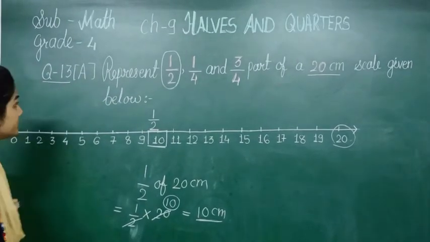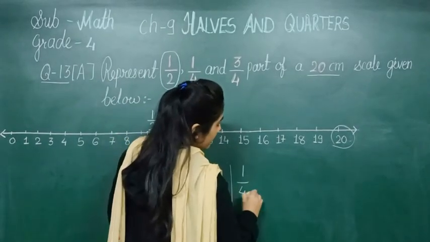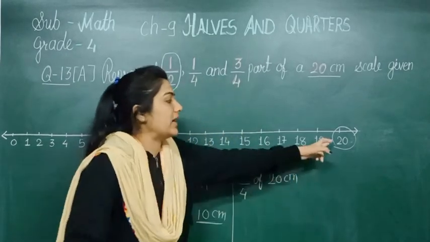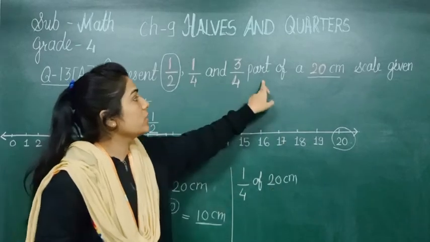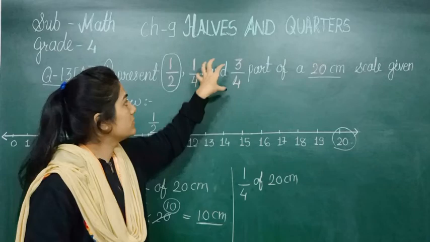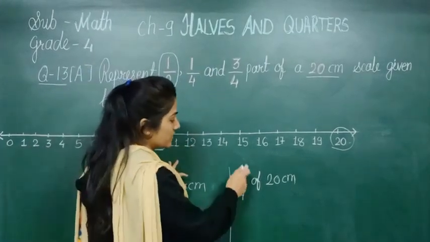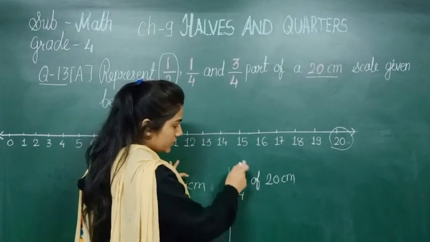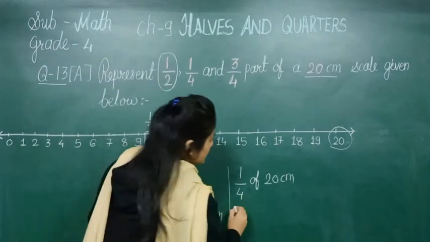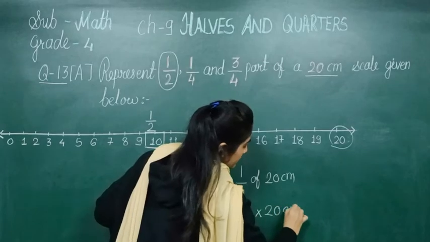Now the second one, which is 1 upon 4. In the same way, 1 upon 4 of 20 centimeters. Why are we writing 20 centimeters here? Because in your question 20 centimeters is already given. We have to show this fraction on the scale. So first of all we have to convert this fraction into simple digits, so we can show it on the scale. Same, 1 upon 4 multiply 20 centimeters.